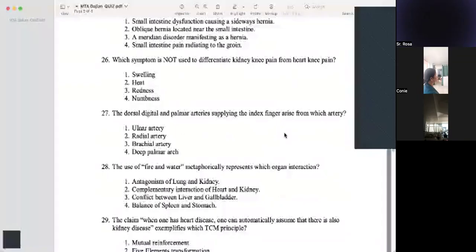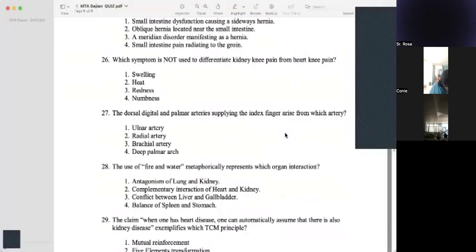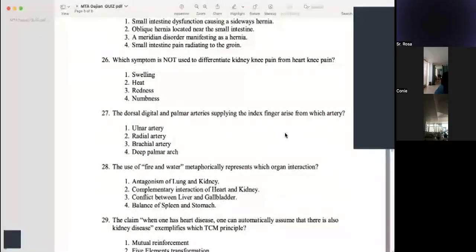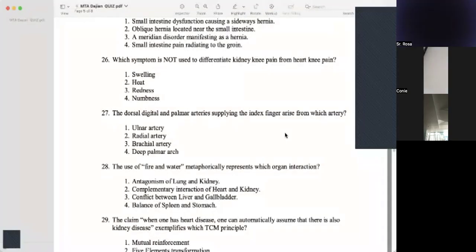Which symptom is not used to differentiate kidney knee pain from heart knee pain? So in other words, kung may issue ka sa heart, magsasakit din yung knees mo. Di ba? Oh, my goodness. So, masakit pa rin yung tuhod ko ngayon. Numbness. Yeah, you'll always look for swelling, heat, and redness. So, if you have knee pain, tingnan mo muna yung knee. Dapat before noon.